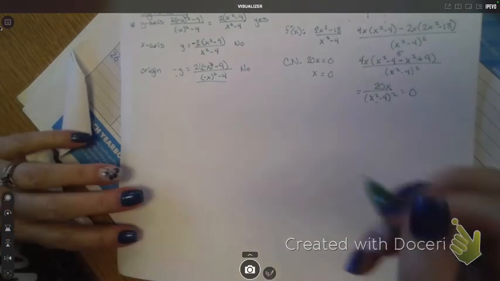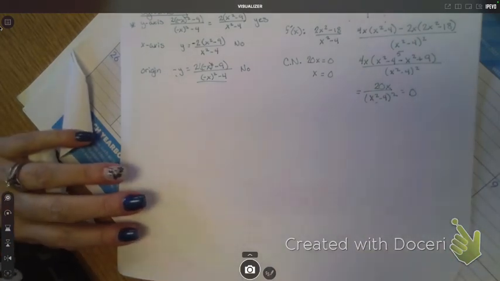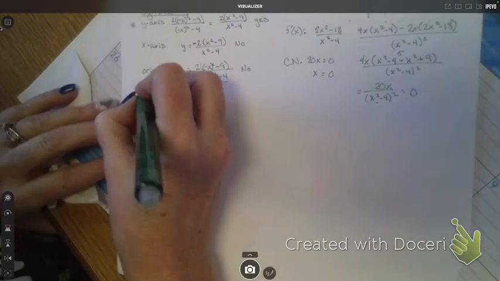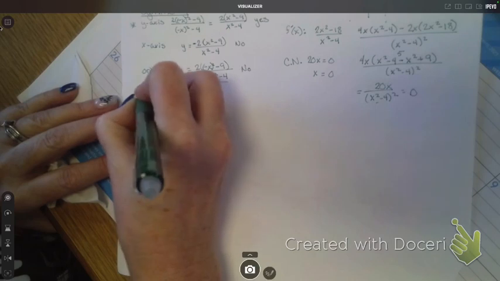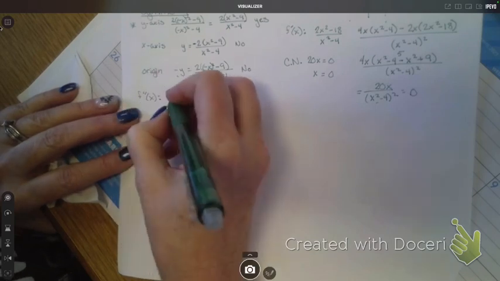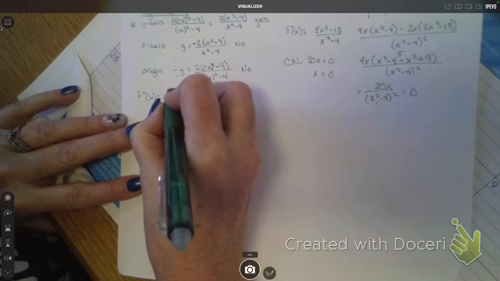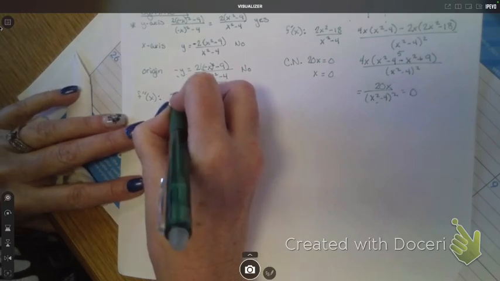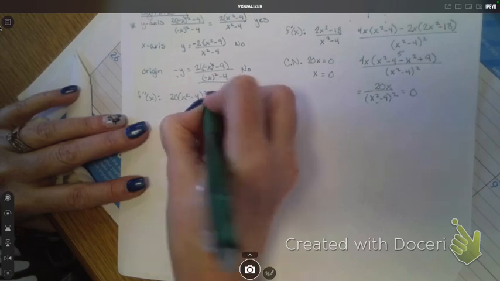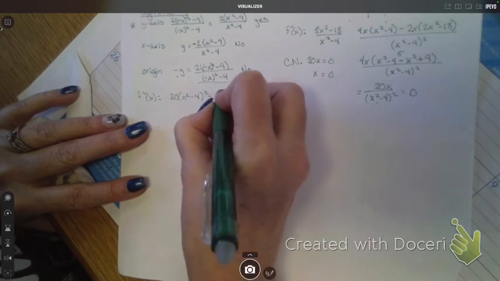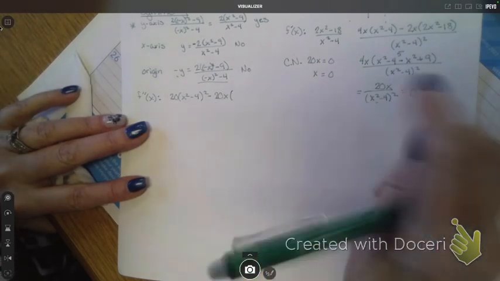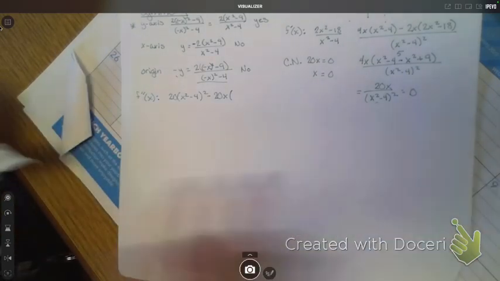So now I need to find the second derivative. Don't forget to use your chain rule on that denominator.